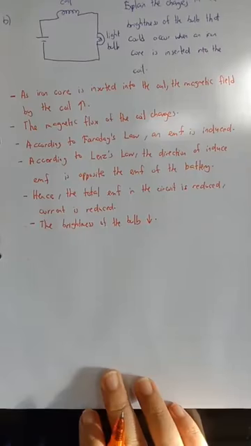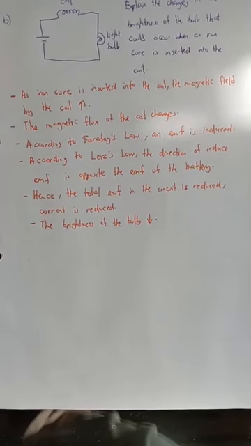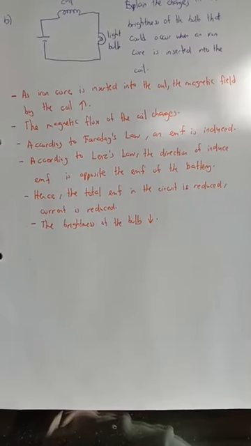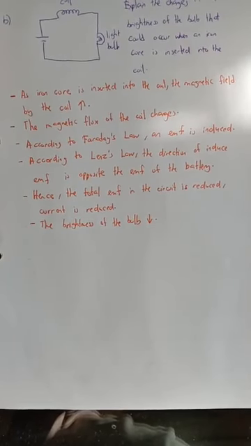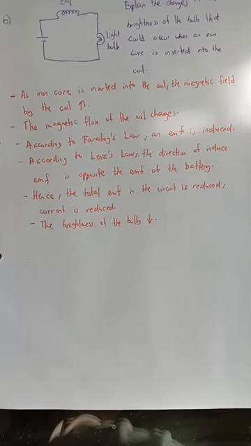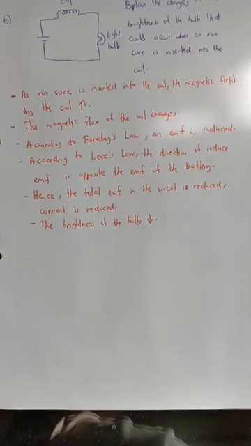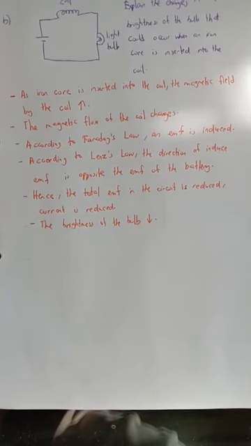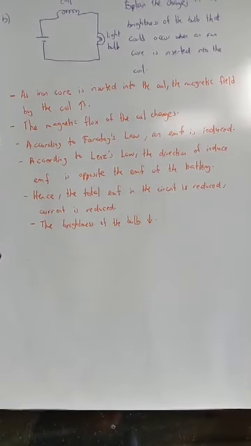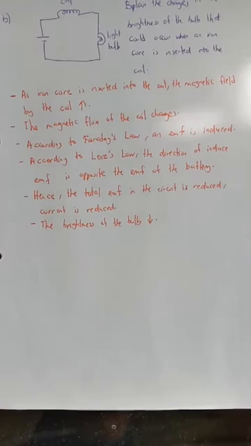decreases. Okay, as an iron core is inserted into the coil, the magnetic field by the coil increases. The magnetic flux of the coil changes, according to Faraday's law, and EMF is induced. According to Lenz's law, the direction of the induced EMF is opposite to the EMF of the battery. Hence, the total EMF in the circuit is reduced, current is reduced. The brightness of the bulb decreases.